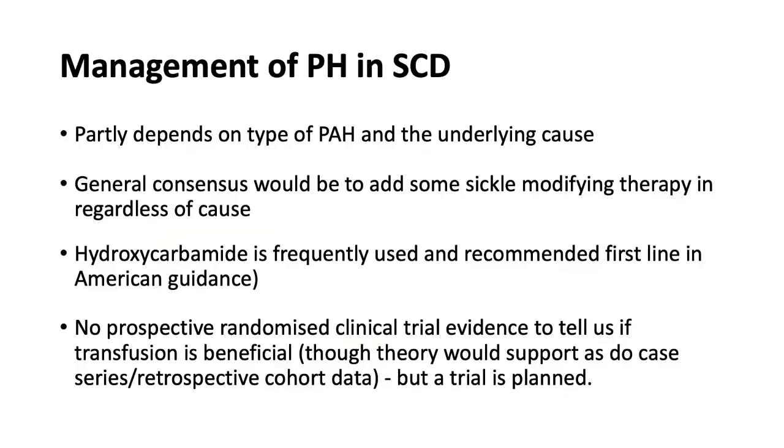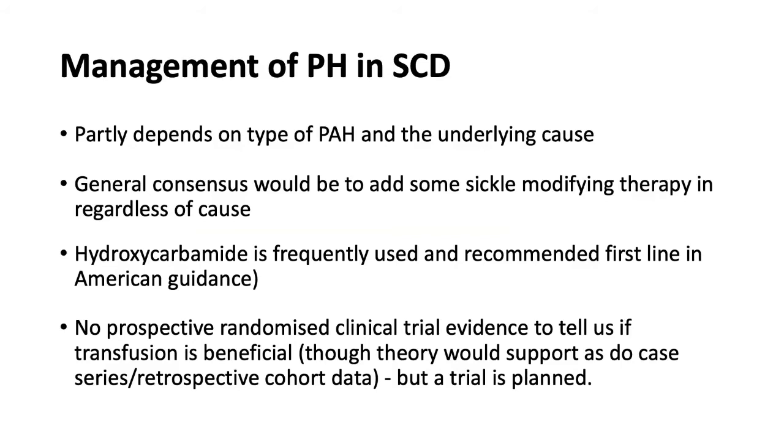And as I've said, management really depends on the type of pulmonary hypertension. But in general, regardless of the cause and whether it is or isn't one that will respond to directed therapy with pulmonary vasodilators, the general consensus would be that anyone that has sickle cell disease and pulmonary hypertension from any cause is at higher risk of mortality, and in some way you should modify their sickle cell disease if they're not already on disease modifying treatment.